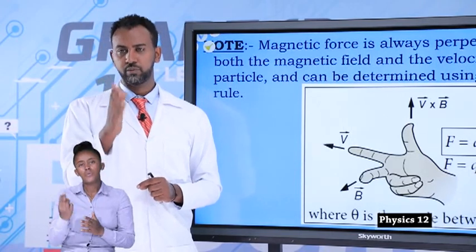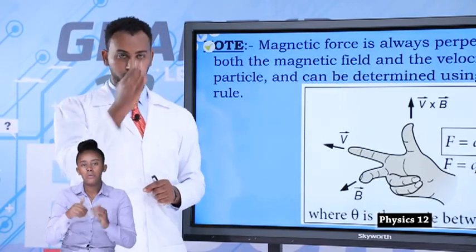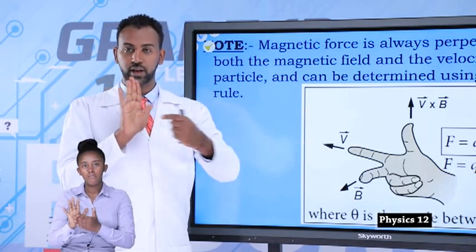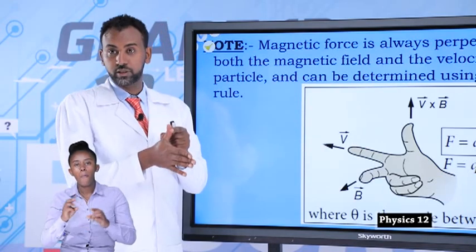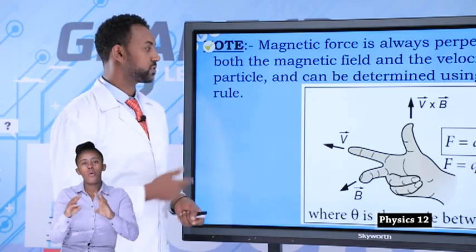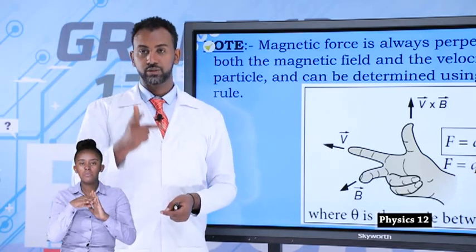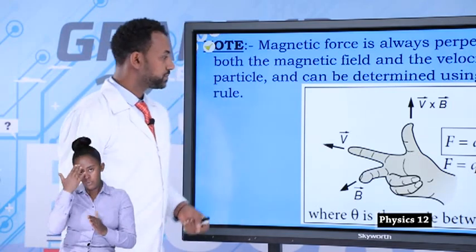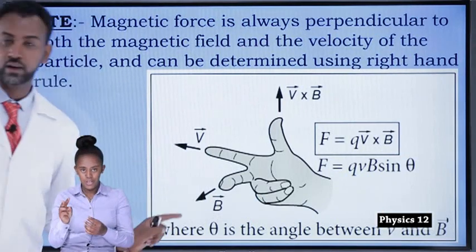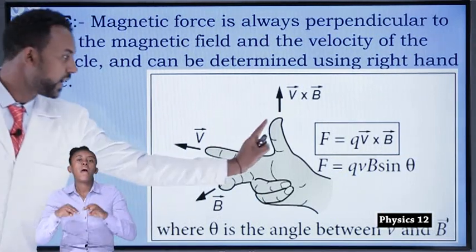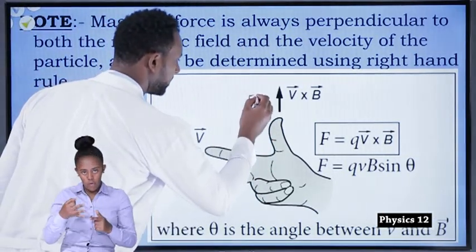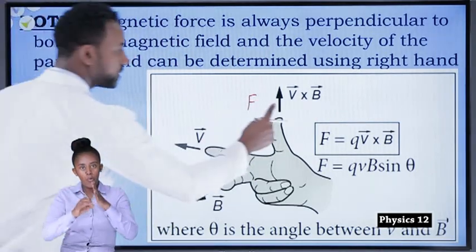It's also possible to use your palm. For example, point your forefingers in the direction of the velocity, then your palm in the direction of the magnetic field, and your thumb represents the force. There are different ways to represent the right-hand rule, but the most common is to use those three fingers. So our index finger points to the velocity, our middle finger to the magnetic field, and our thumb to the force, which is the cross product of the velocity and the magnetic field.